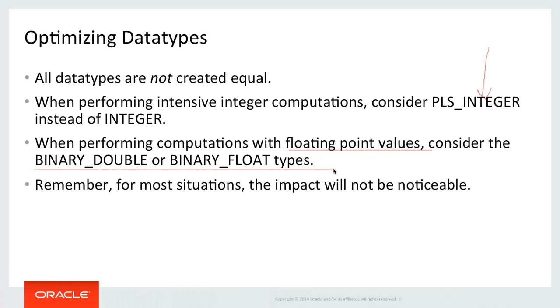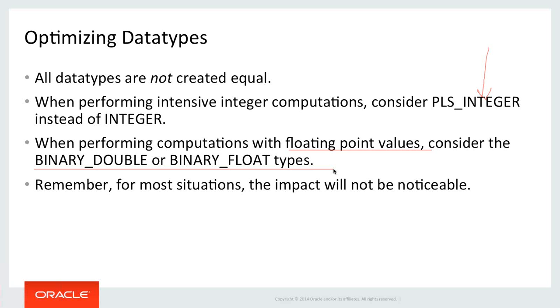And if you're doing native compilation, if you're compiling your code down to machine code, which is now supported in 11 and higher, then you can use simple integer, and you can see some improvements in performance over PLS integer. But there are some differences in semantics and overflow and so on and so forth. So there are some things to be aware of.